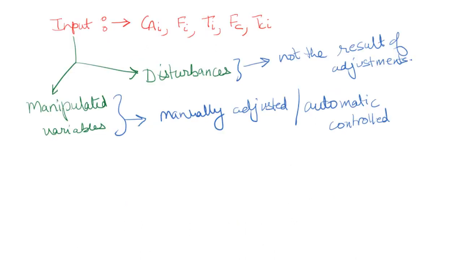Now input variables are further classified into two divisions: the manipulated variables and the disturbances. The manipulated variables are those variables which can easily be adjusted either manually or by an automatic system, whereas the disturbances are those inputs which are not controlled initially, or are not the result of adjustments. Clear?